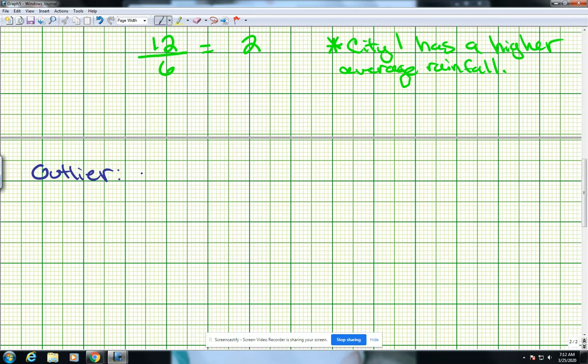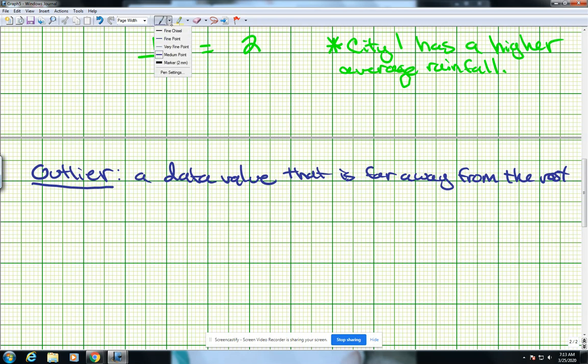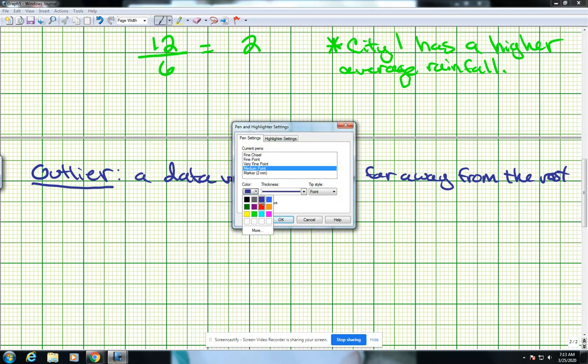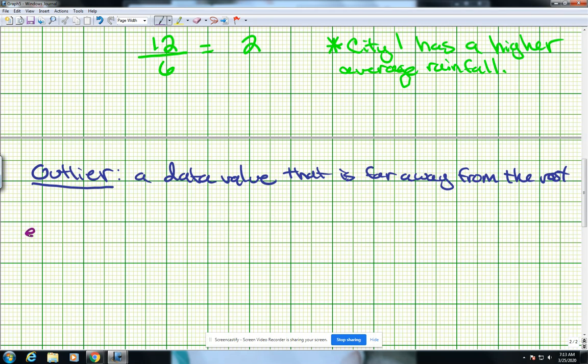So we can sum that up by saying it's a data value that's far away from the rest. So all of your data is around one area, and then you've got this random one out on its own, and it can be higher or lower. It doesn't have to go one way or the other. So now thinking of that word, we have one more example to try out. So we'll skip over to our other color. Here we go with example 3.